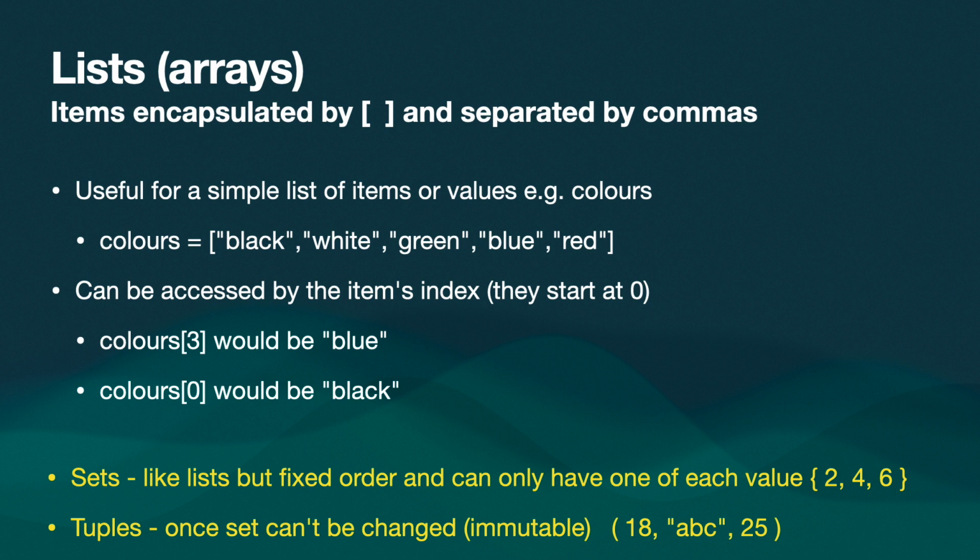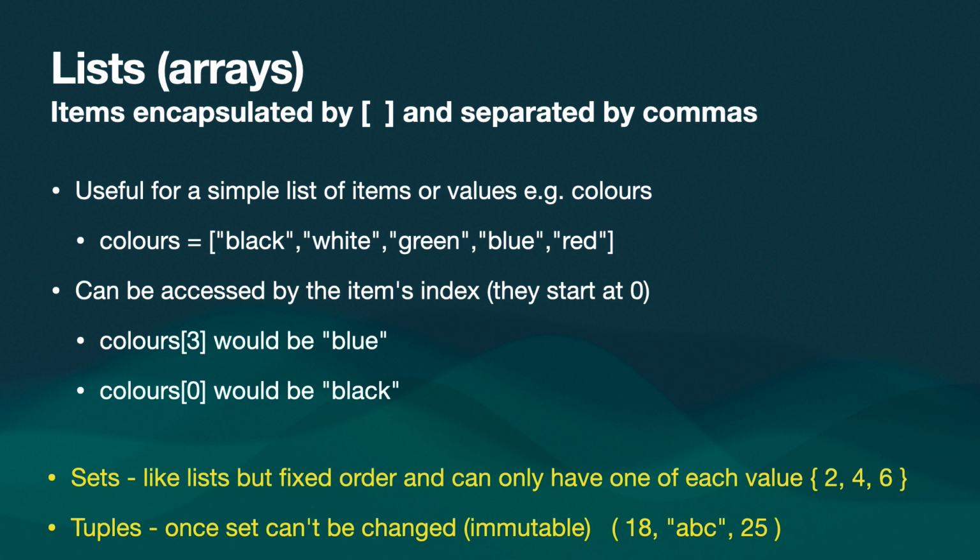If I wanted to access an item in a list, if I wanted to pull out one of the colours, I can do so by using the item's index. Now, indexes with arrays or lists start at 0. So it counts up 0, 1, 2, 3, and so on. In the case of the colours you can see on the screen, black would be 0, white would be 1, green would be 2, and so on.